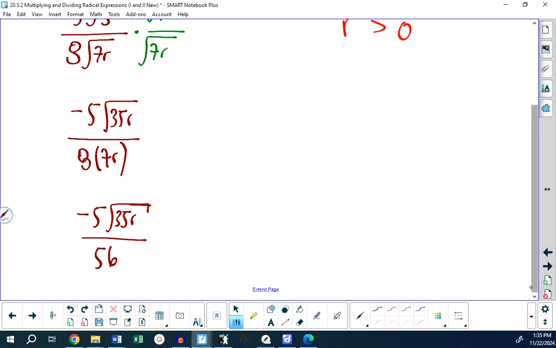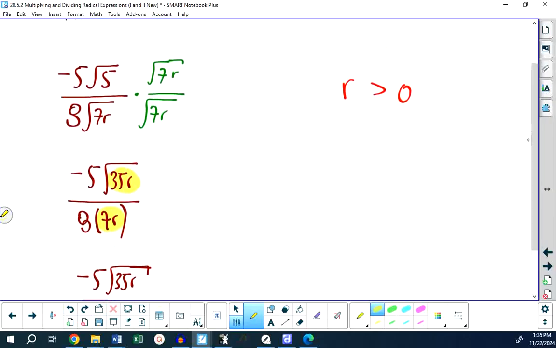Yeah? Shouldn't we be able to divide 35r by 56r and get the r's out? Can somebody explain why we are not allowed to get that r out? It's not under the radical in the bottom, right? And by the way, if you start doing that here, you're working your way back to the original problem, and you're not going to get rid of that radical. So be very careful here.